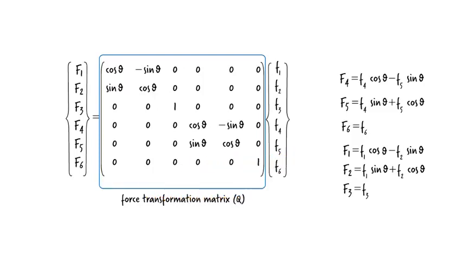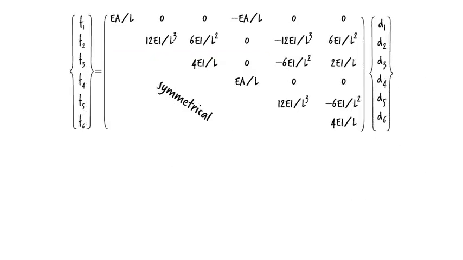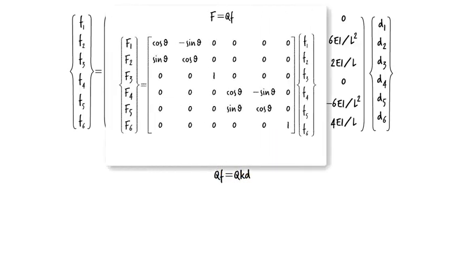Now we are ready to come up with the member stiffness matrix in the global coordinate system. We start by writing the member equations in the local coordinate system. That is, F equals K times D. Pre-multiply both sides of the equation by Q. Remember that Q is our force transformation matrix.